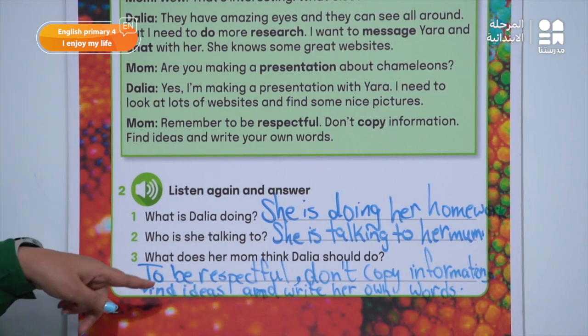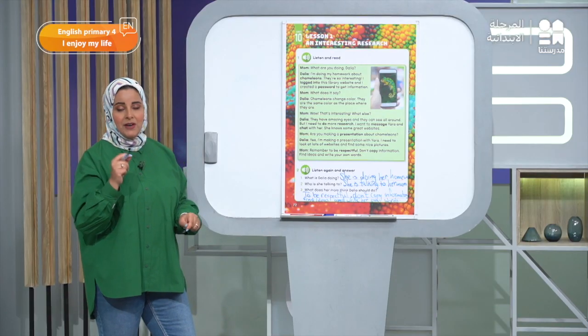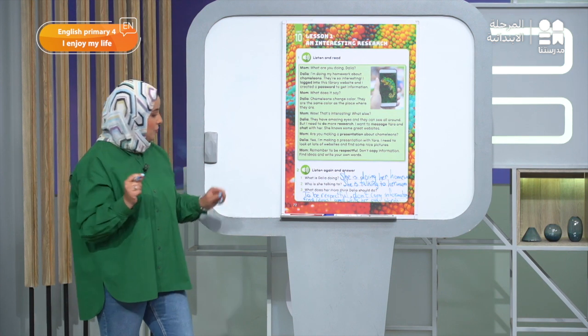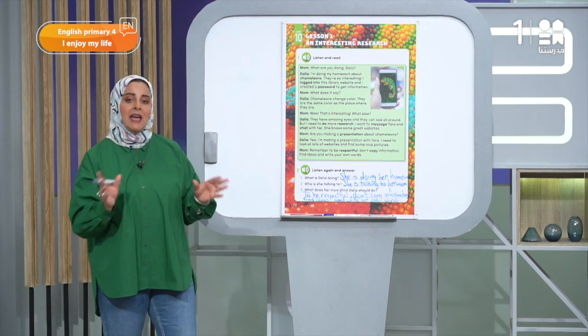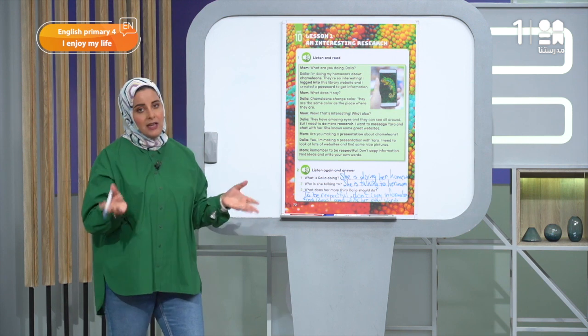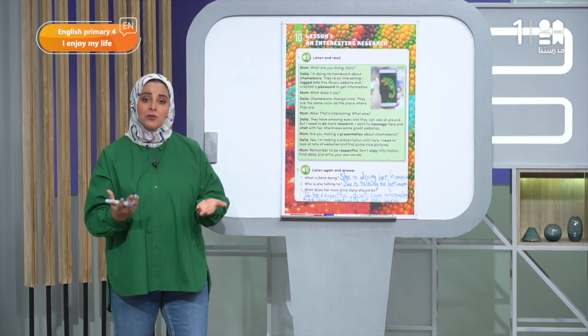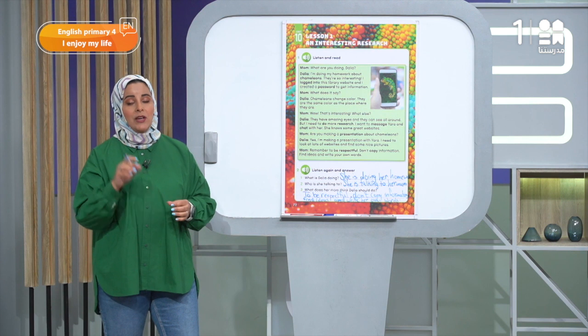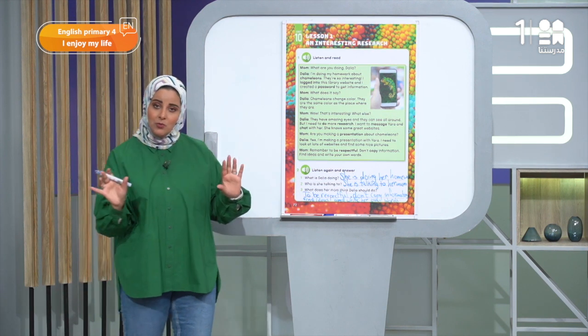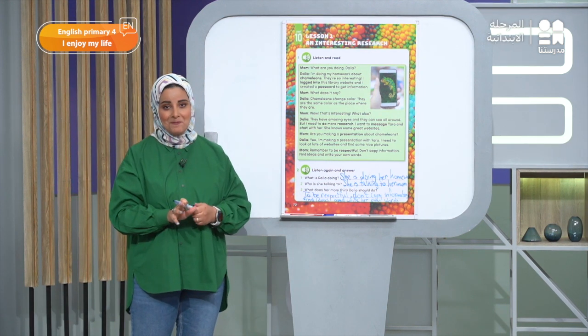طب نخلي بالنا هنا احنا حطينا commas علشان ما ينفعش اقول and كتير. يعني بص كنا هنقول ايه؟ To be respectful and don't copy information and to find ideas. ما ينفعش to repeat the word and many times. So I put comma and before the last one I put and.